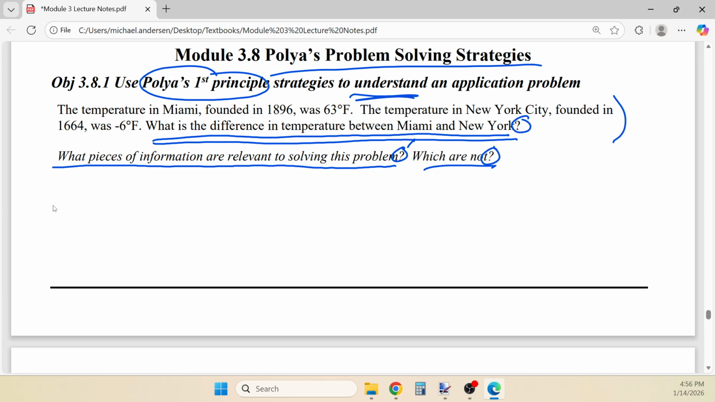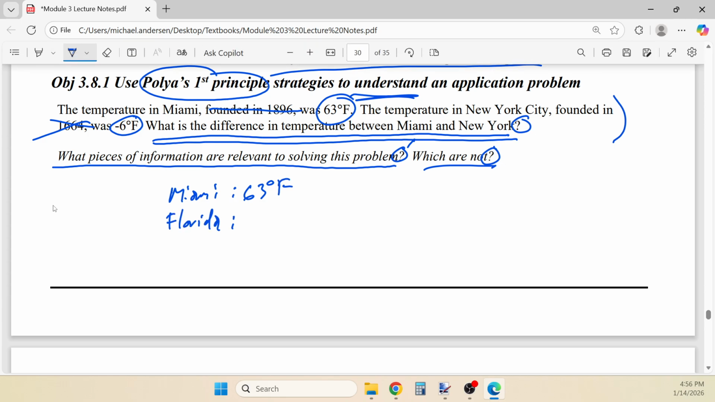Let's read the statement. The temperature in Miami, founded in 1896, which is not useful, we don't need to know when it's founded, was 63 Fahrenheit. The temperature in New York City, founded in 1664, again, not needed, was -6. What is the difference in temperature? So the pieces of information are Miami is 63 degrees Fahrenheit, and New York was -6 degrees Fahrenheit. These are important.